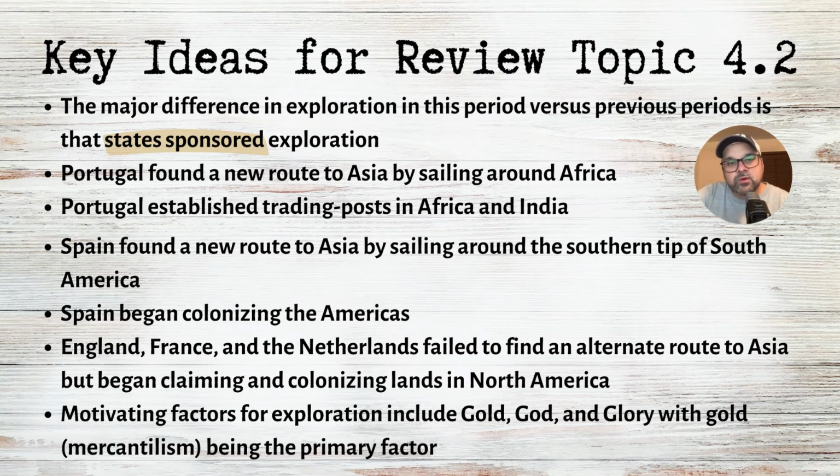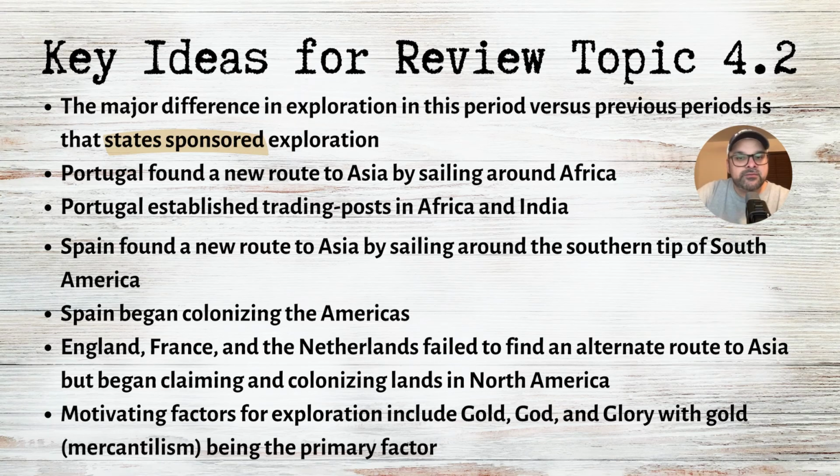So to wrap up 4.2, the major difference in exploration in this period versus other periods is state-sponsored exploration. Countries sponsor exploration. Countries are paying explorers to go. We've seen exploration before, but the difference here is it's sponsored by countries, by kingdoms, by monarchs. Portugal finds a new route sailing around Africa. They establish trading posts in Africa and India and other parts of Asia. Spain finds a new route to Asia by sailing around the southern tip of South America. Spain begins colonizing the Americas, which we will talk about in more detail later.